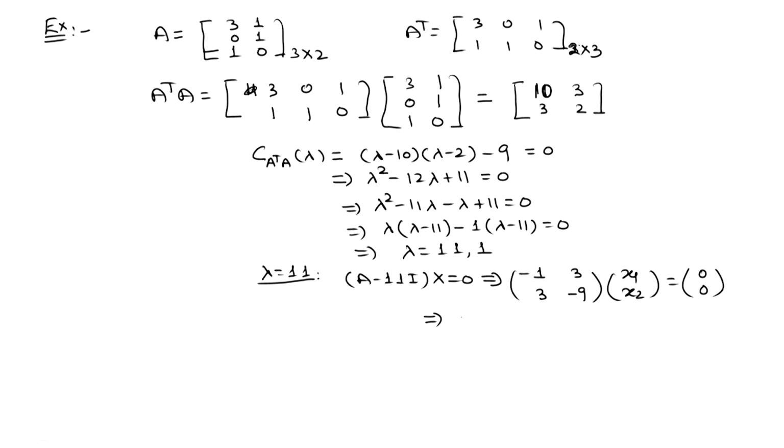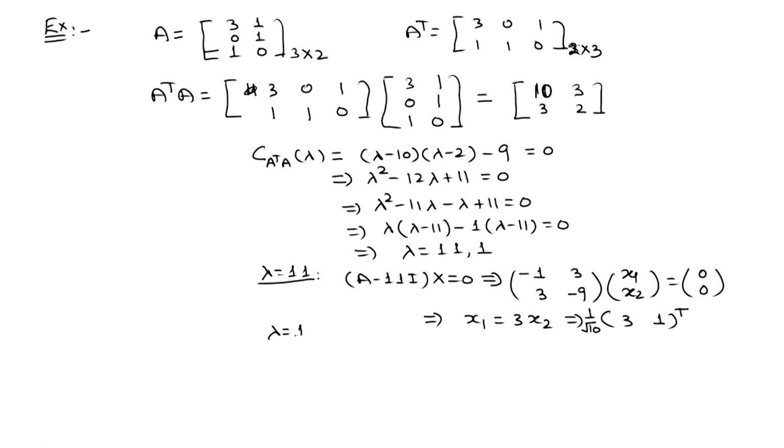So, from here what I have is x1 equals 3 x2. If I take x2 as 1, then x1 will become 3, so the vector is (3, 1) transpose, and if I want to normalize it, I have to take 3 upon root 10 and 1 upon root 10. This will be the eigenvector corresponding to lambda equals 11.